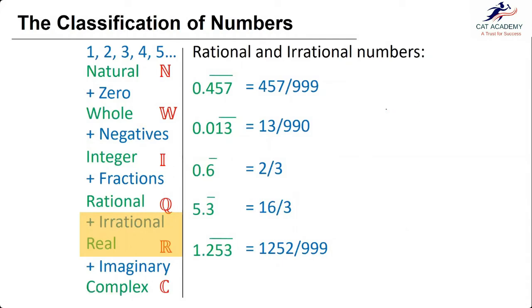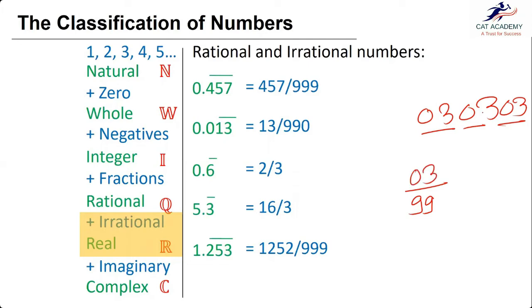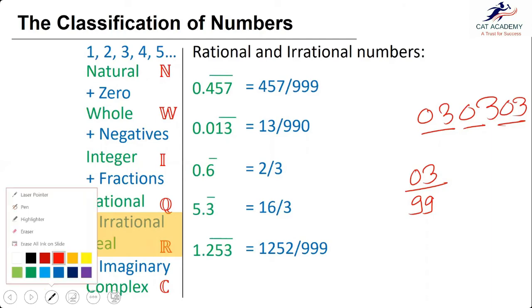3 by 99. Rahul, when it was 030303, at that time two digits are repeating. So the shortcut was the number of digits you have repeating, those many number of nines should be there in the denominator, and the numerator is like 03. Had it been 1313, you would have written 13 by 99. So here it is 0303, so you write down 03 by 99. That is 3 by 99. Done? Clear, Rahul?